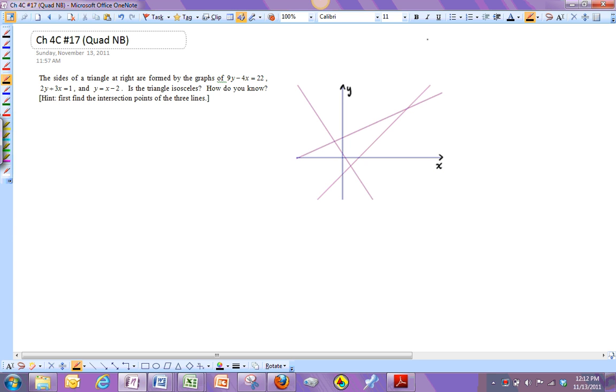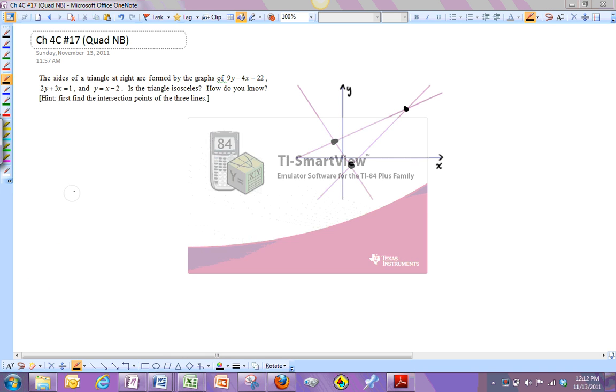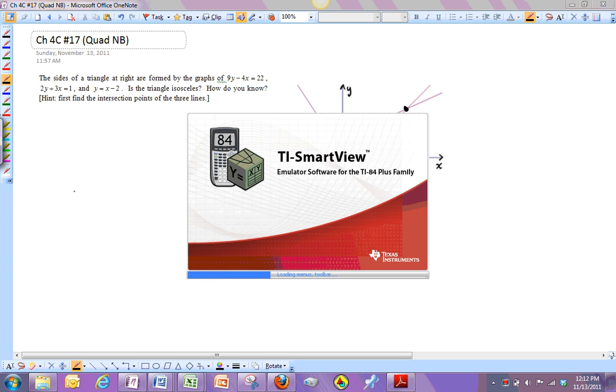Now the question is, how do I figure out how long these sides are? And that comes from knowing where the points are, these intersection points, right? If I knew the coordinates of them, I could figure out my slope triangle length. So let's try and figure out where these intersections are. What we can do is we can use our calculator. So let me start up my program here.